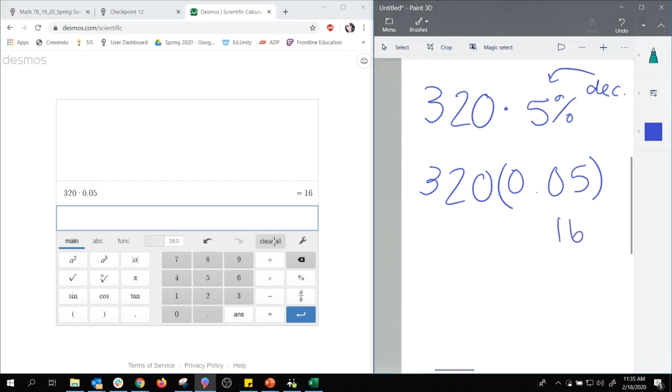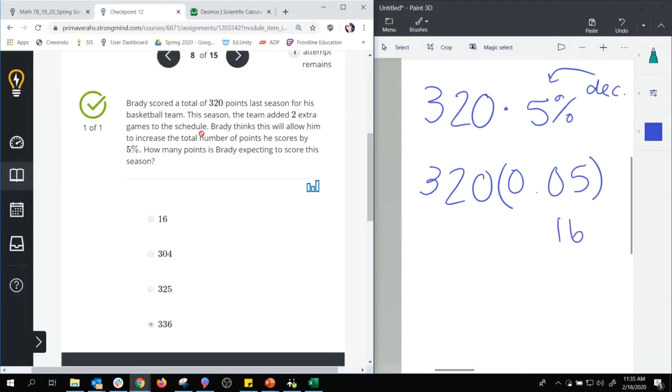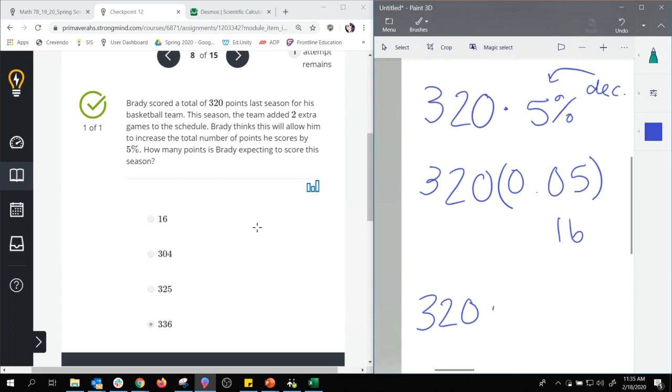So he's expecting his score to go up by 16 points. If I take his old score of 320 and add it to how many more points he's trying to get, which is that 16, I would get 336. So he's expecting to score a total of 336 points.